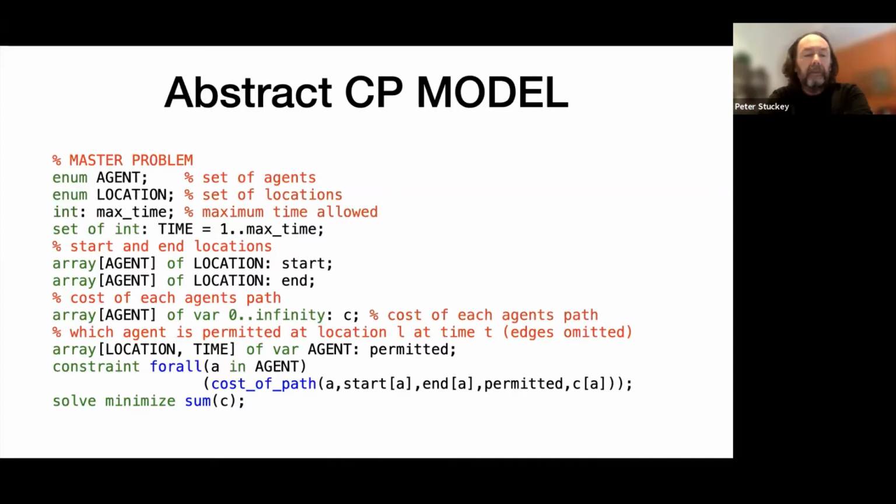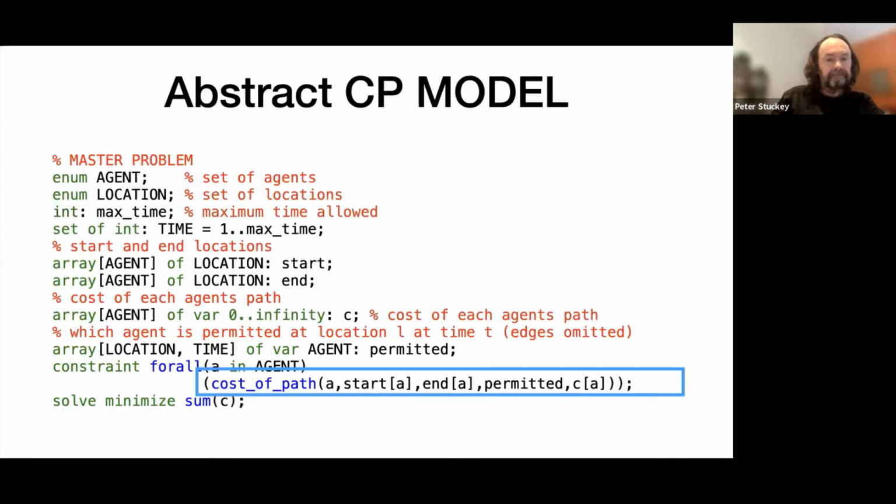We've got these permitted variables, right? For each location, for each time, which agent is allowed to be there. I'm going to ignore edge collisions for the purposes of the talk, just to make it simpler. But you can say, we know that for every location for each time, only one agent can be there. So we can say which agent is permitted to be there. And then we're going to have everything stored in one big global constraint. And this is for each agent, we're going to say, what is the cost of path for agent A from location start of A to end of A, satisfying the permitted constraints, and C of A is that cost, okay? So basically we've hidden all of the hard part of the problem in here.